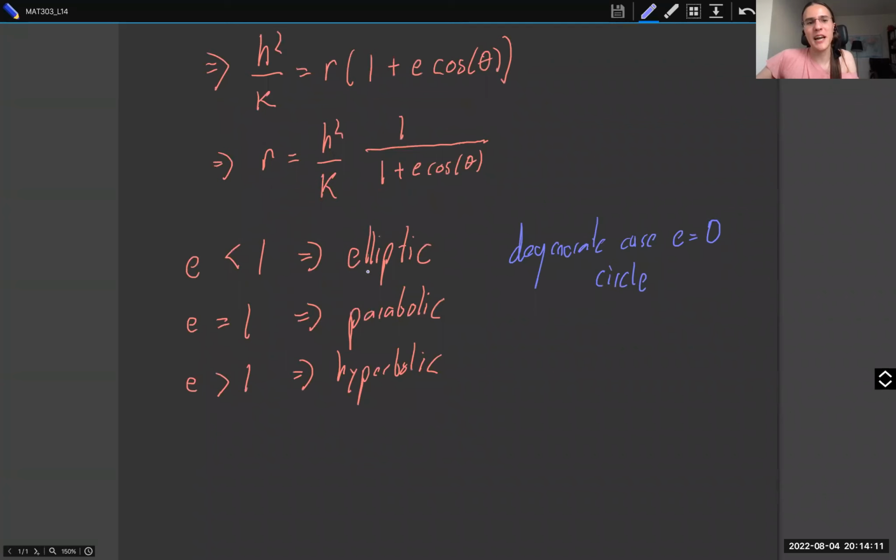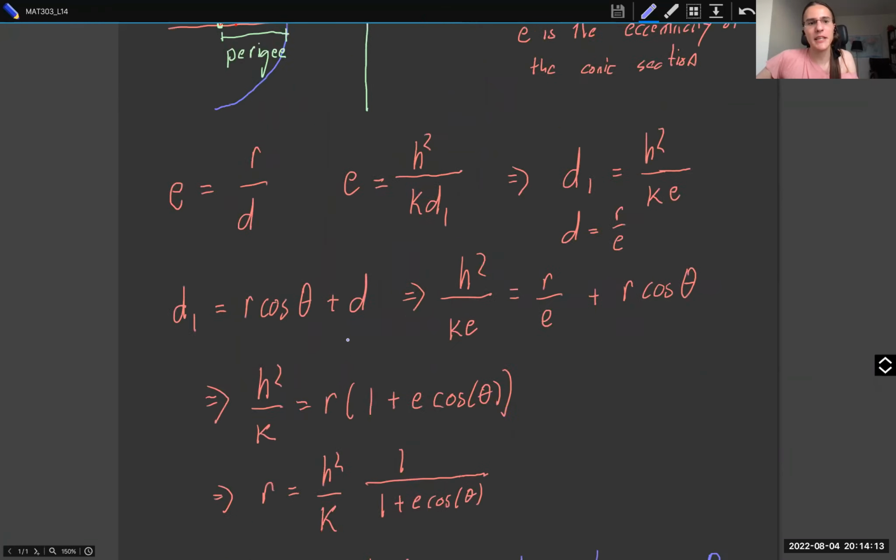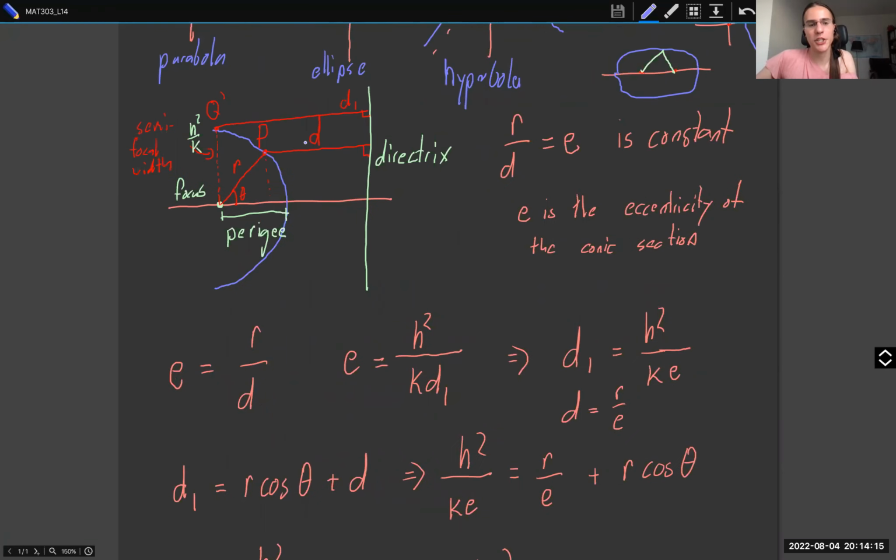But for the other values, if we think about it, the eccentricity is defined as the ratio of R over D. So what would it mean to have a ratio of R over D equal to 0? Well, R is always going to be something, so really we're setting D equal to infinity. So if you imagine moving the directrix away to infinity, let's keep the semifocal width fixed.